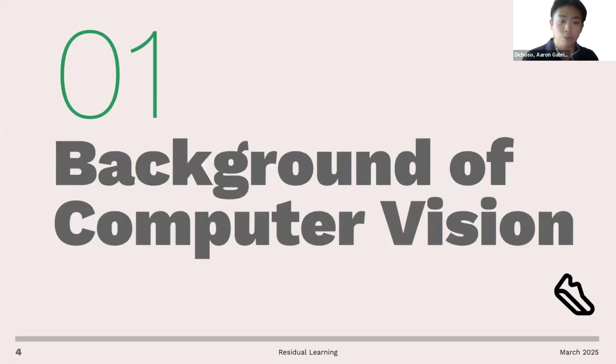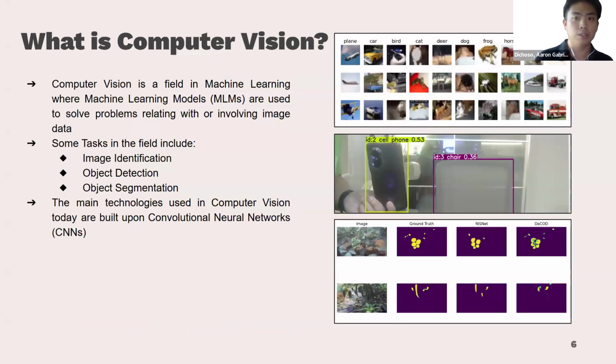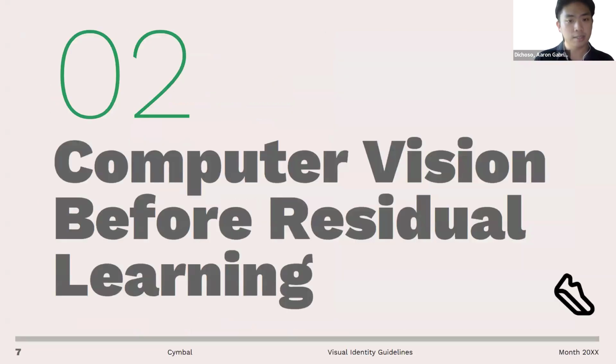Okay, so let's talk about computer vision first as a field. So computer vision is just all about leveraging image data for computers to solve real-world problems. So here I have an example of a computer vision task called object detection. However, other tasks also include image identification or giving a label to the primary concept that the image is showing, object detection, as I showed before, and object segmentation. So all of these technologies back in the 2010s revolved around the usage of convolutional neural networks, or CNNs.